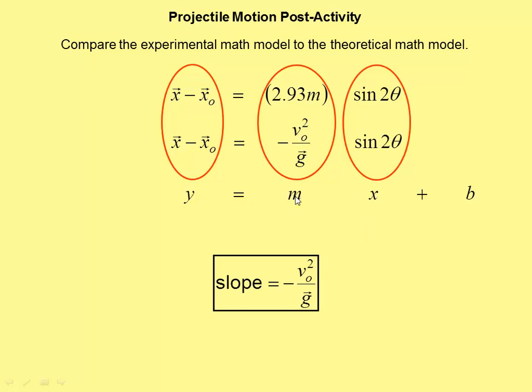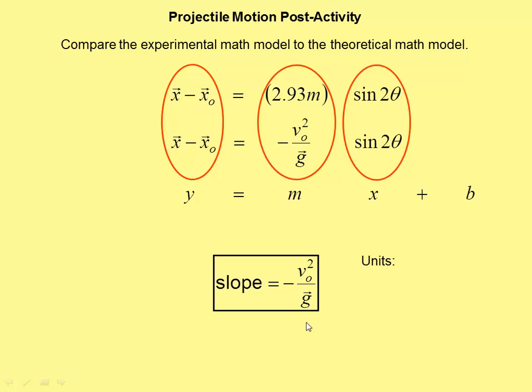This is y equals mx plus b form. This is the equation we made from experiment. This is our theoretical. They've got to match up. The only way they can both be true is if our slope, 2.93 meters, is negative v0 squared over g. So then the question is, is it?